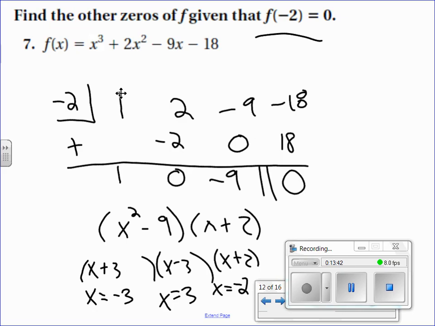They're like, we don't know how to factor x squared minus 9. And I told them you absolutely do. It's the difference of perfect squares. So you can square root your x squared, get x and x. You can square root your 9, get a +3 and -3, making those final 2 solutions, a -3 and a +3, to go with that first solution they provided you with of -2.